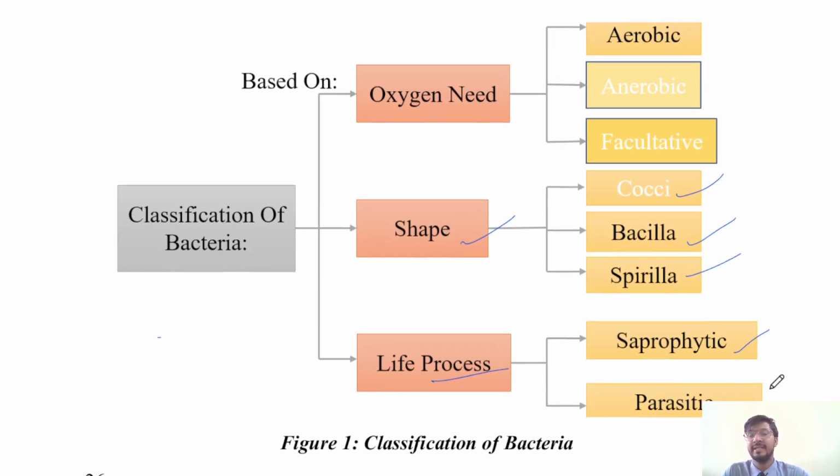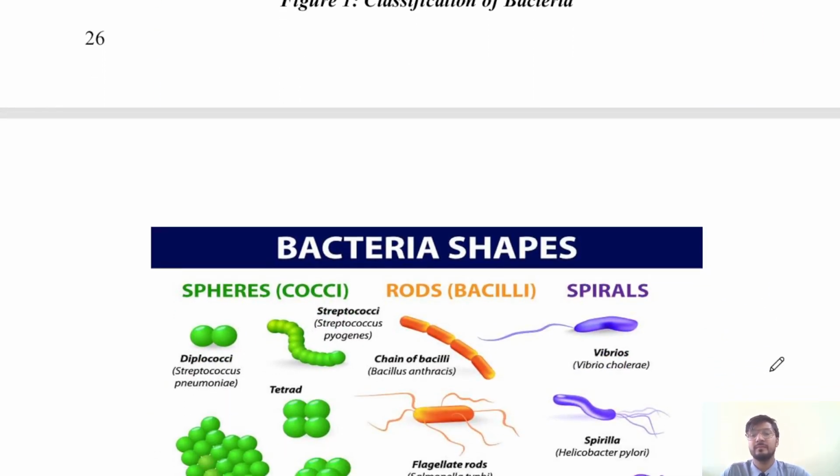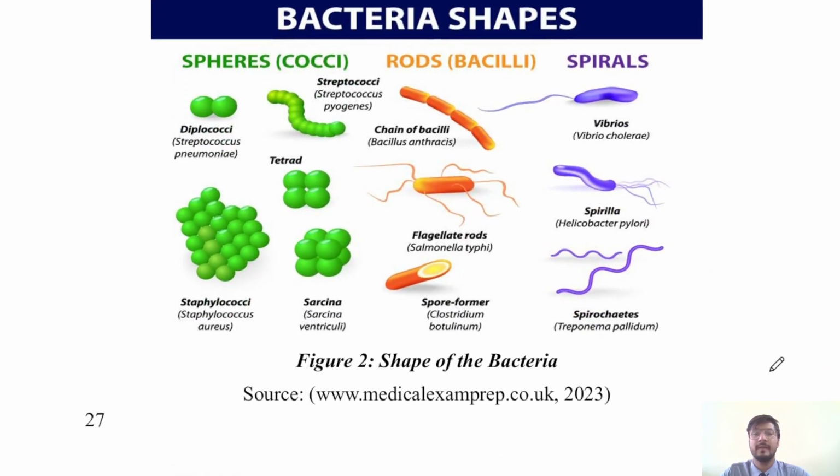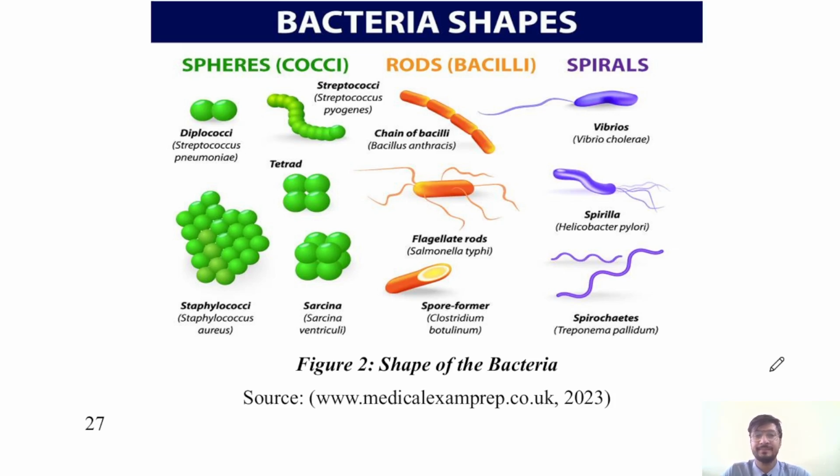Aerobic bacteria need oxygen to survive. Anaerobic bacteria survive without taking oxygen. These are the shapes of the bacteria: a sphere shape, a rod-like shape, and a spiral shape. So this figure gives the different shapes of the bacteria.